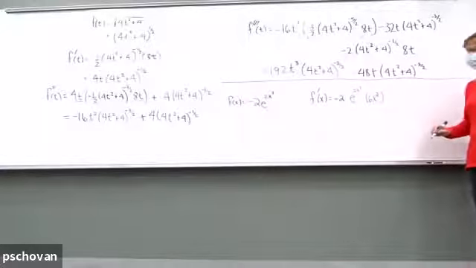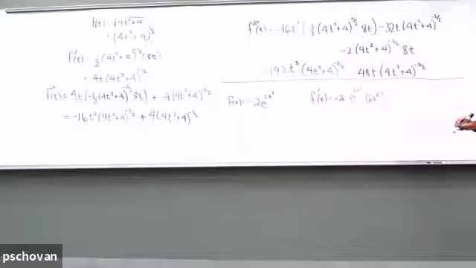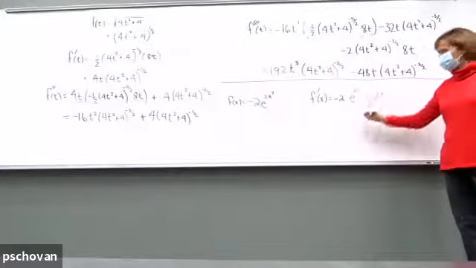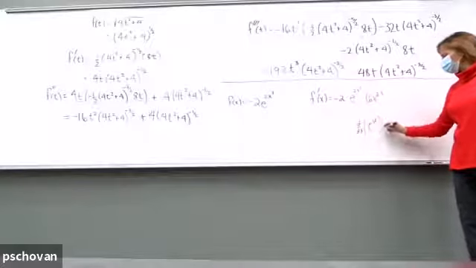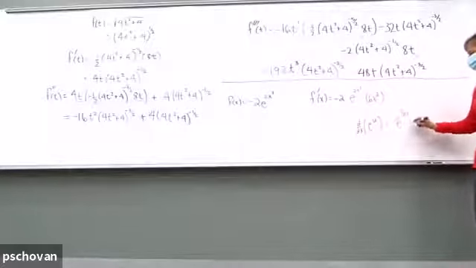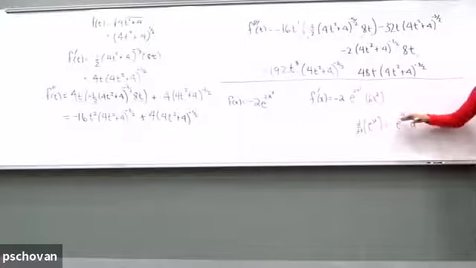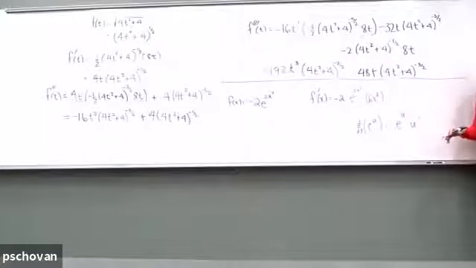So you don't have to move the power down. Nope, you leave that alone, right? The derivative with respect to x of e to the u is itself times the derivative of the power. So the power stays put. Okay?